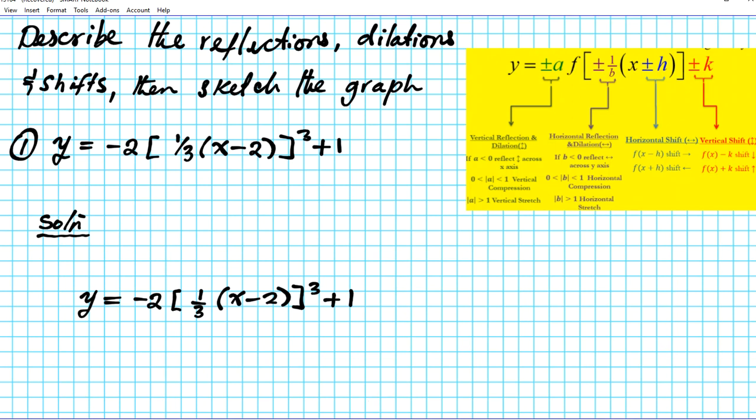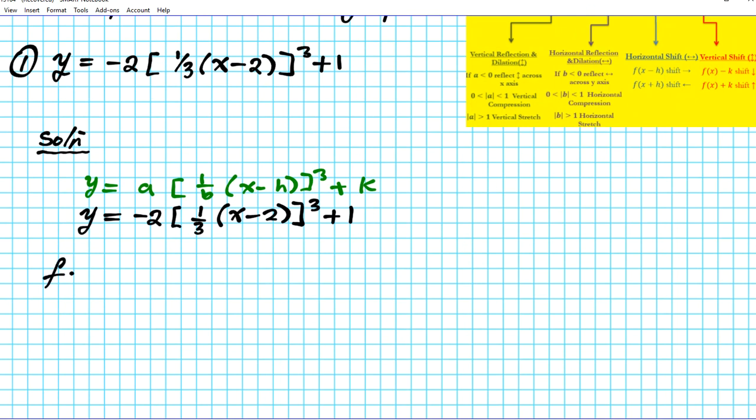Let me put the transformational form function on the top here. So we have y equals a times the cubic function, 1 over b, x minus h, cubed, plus k. So you can clearly see what a is, what b is, what h is, and what k is. Let's start by indicating what family this function belongs to. Since it's raised to the third power, it belongs to the cubic family.